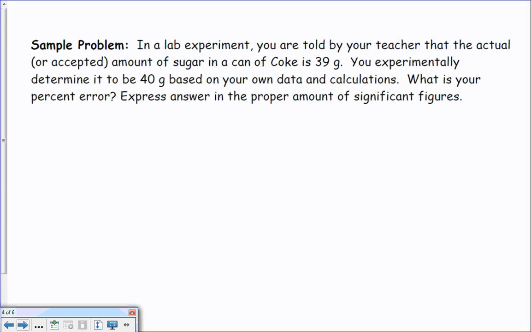So here is an example problem. In a lab experiment, you were told that Coke should have 39 grams of sugar. We figured out that there was 40 grams of sugar. So we need to plug this into our equation. Again, plug and chug. It's going to be experimental minus their known. I'm just using different words in case this helps you. So that's going to be it, times 100. That's basically our equation from the previous page.